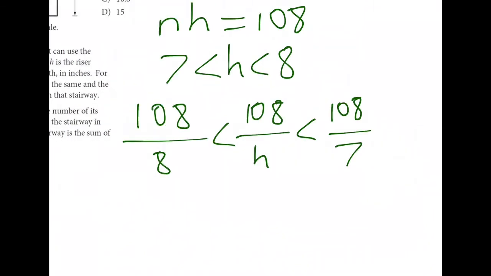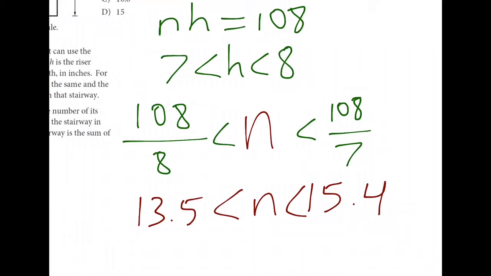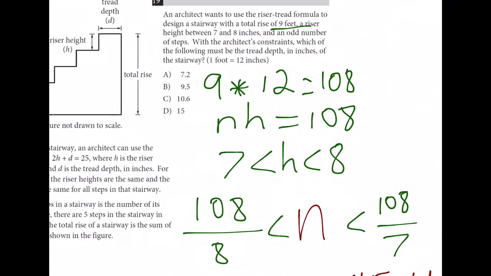We can also replace this middle value, 108 divided by h, with our variable n, because that would tell us the number of steps if we take the total height divided by the riser height. So if I do my division, 108 divided by 8 and 108 divided by 7, I see that n could either be 14 or 15, and only one of those is odd. That's why our best answer choice here is D.